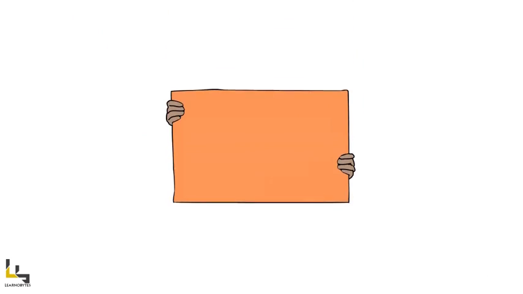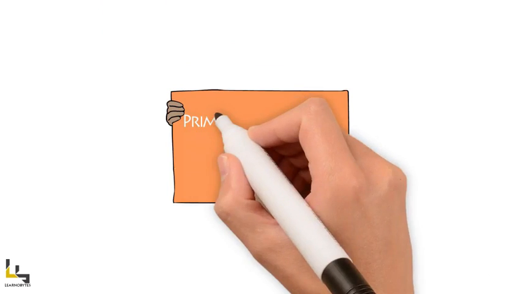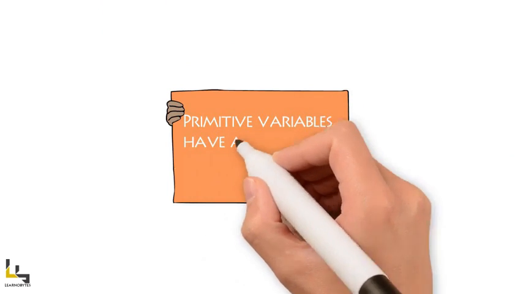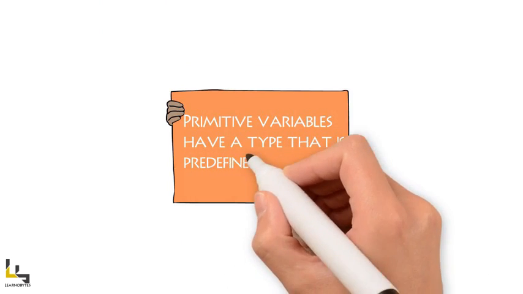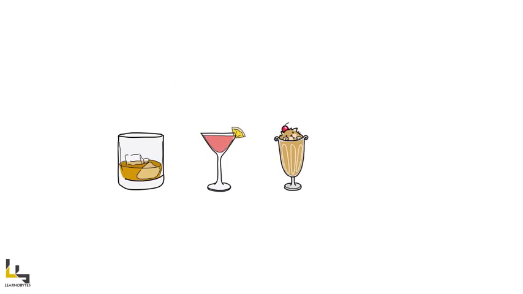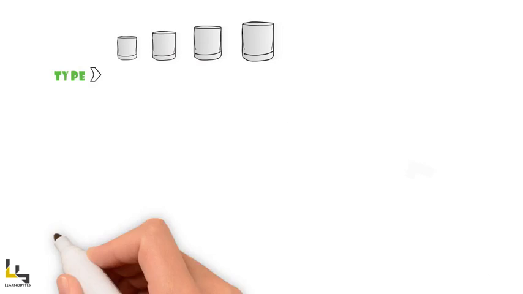Let us look at primitives first. Primitive variables have a type that is predefined by the language. Containers can come in different sizes. Similarly, primitive variables have a size according to the value it needs to hold. The size of the variable is determined by the type it is declared with.